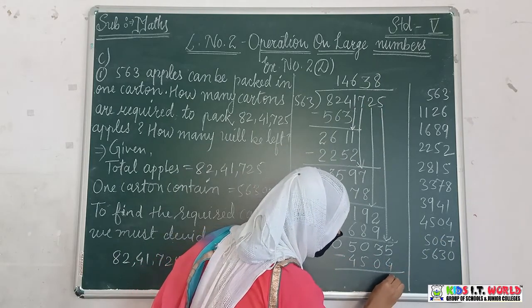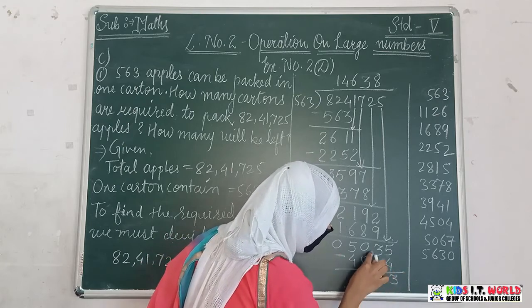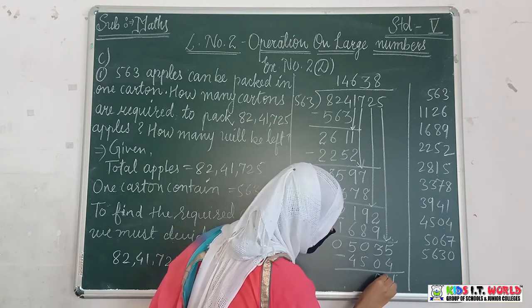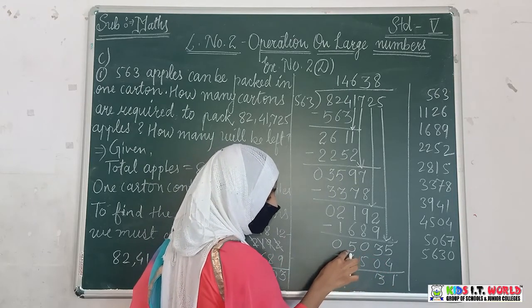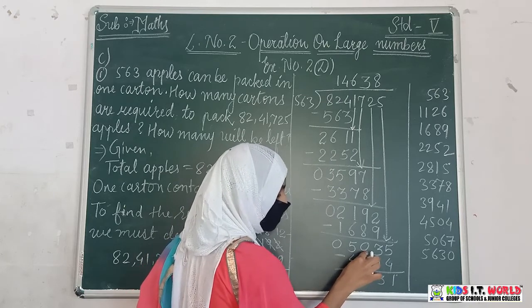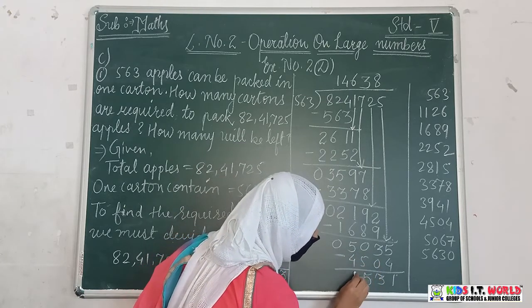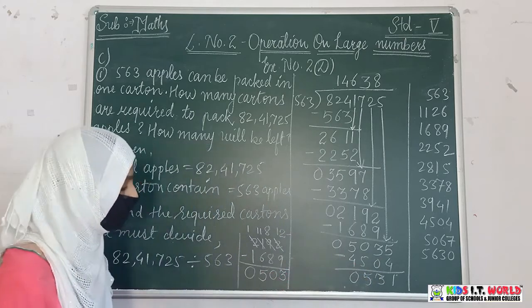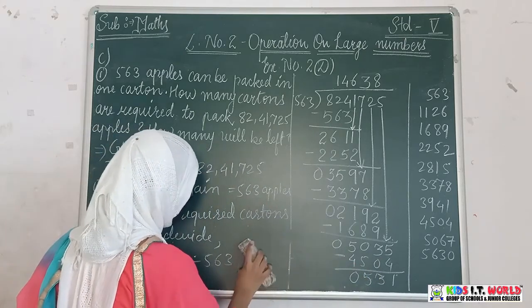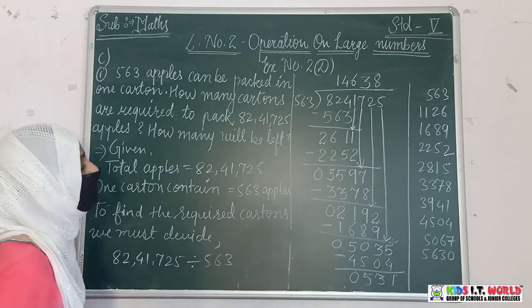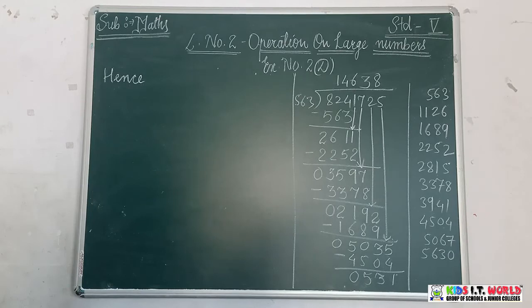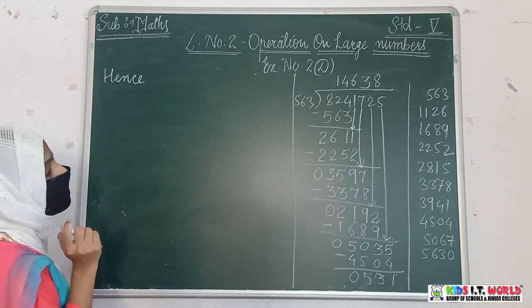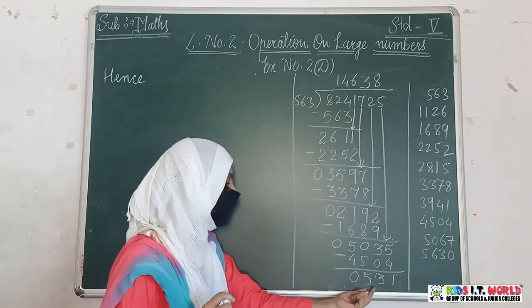5 minus 4, it is 1. 3 minus 0, it is 3. Again here 0 minus 5 is not possible, so we will take 1 from here. So it will get 4 and this will be 10. So 10 minus 5, it is 5. 4 minus 4, 0. So the remainder is 531 and the quotient is 14,638. So we have finished with the division. We got the quotient 14,638 and remainder is 531.